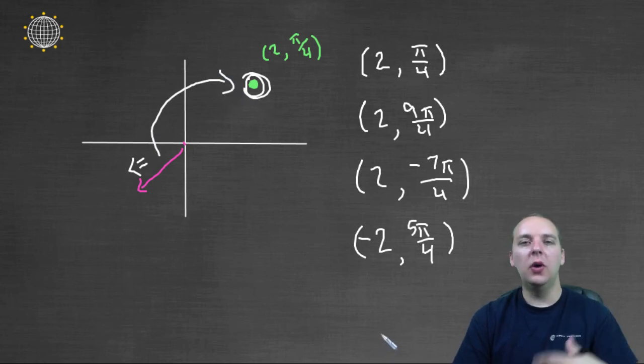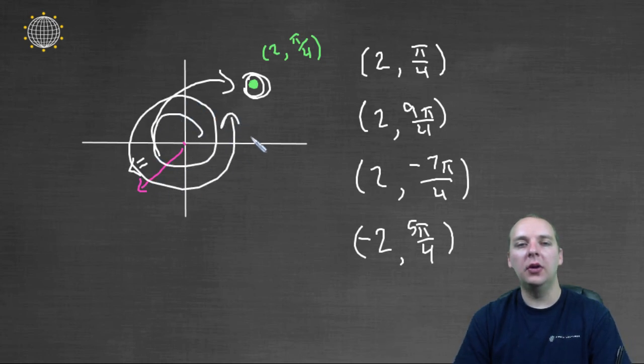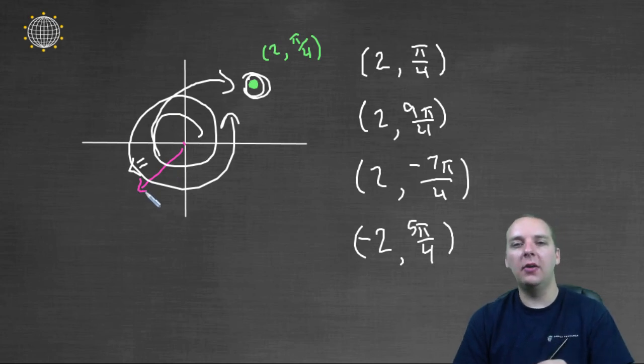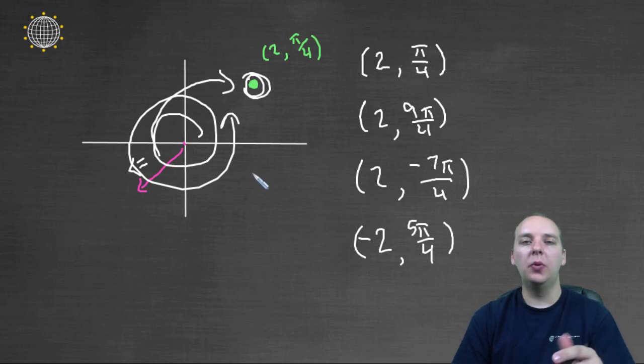So on and on. You could do hundreds more if you want to. You can go around and around, you can go backwards, you can aim in the opposite direction and have a negative r value. Whatever you want. My point is simply that there's multiple ways of expressing points in polar coordinates.